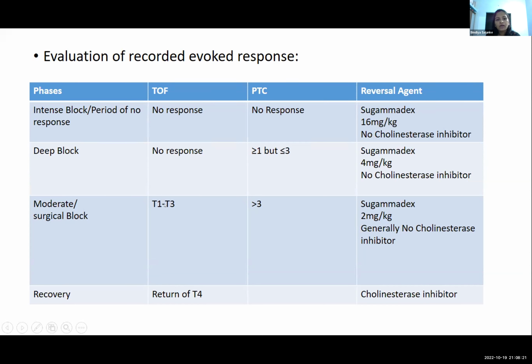In moderate to surgical block, T1 to T3, the first to third responses will be seen in the TOF count, and the PTC will be more than 3. Sugammadex 2 mg per kg can be used for this, and generally no cholinesterase inhibitors should be used at this point. In recovery, all 4 counts return and the TOF ratio can be estimated. At this time, the cholinesterase inhibitor should be used.